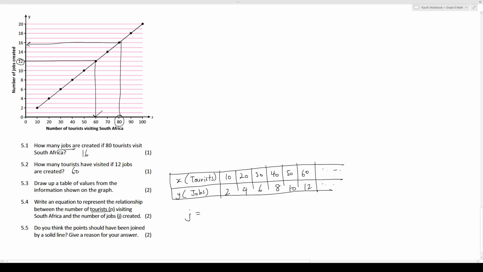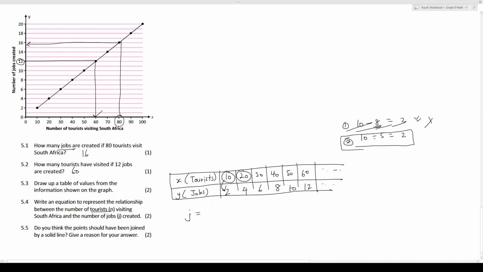So to get this answer, we look at what I do to get from 10 to 2. There are a number of things I could do. I could say 10 minus 8 is 2. I could say 10 divided by 5 is 2. Now we need to find the rule that will apply to all of them. So if I look at 20 tourists, if I use the first rule and I subtract 8 from it, I'm not going to get 4. So the first rule is out.